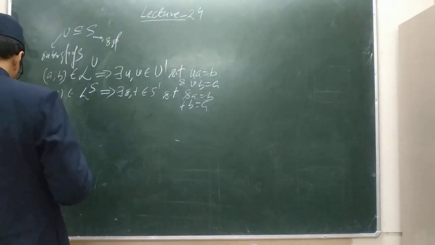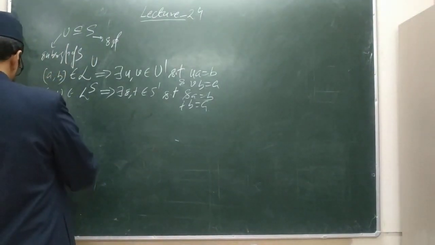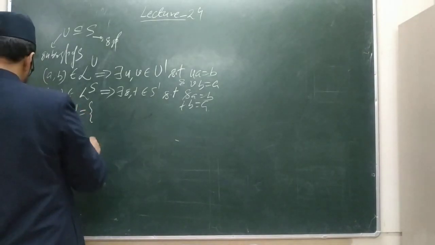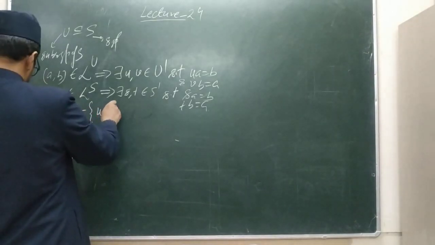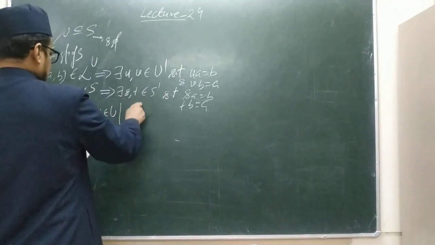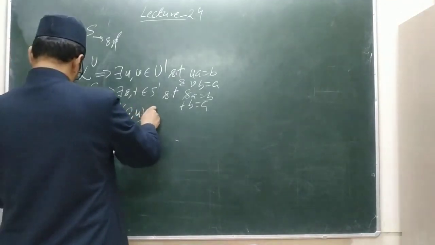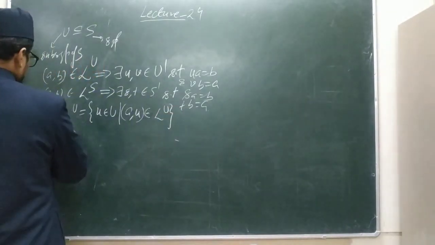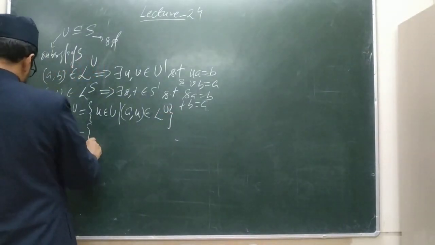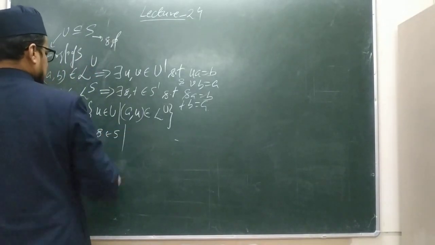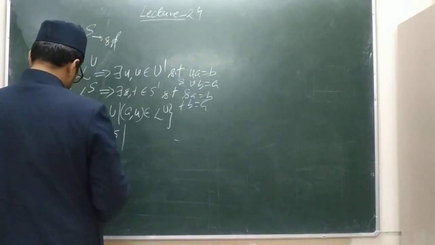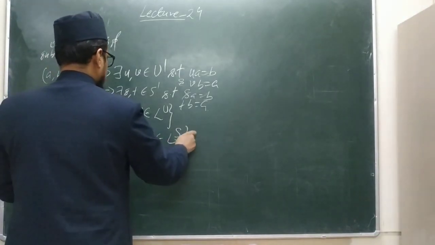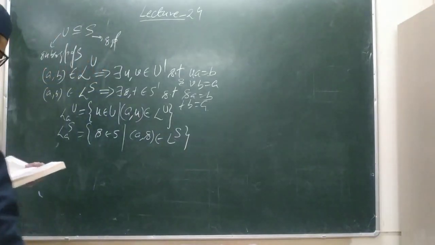Also, remember this: L_A^U is the L-class of A in U. So it is the set of u belonging to U such that (A, u) belongs to L_U, correct? If you talk about L_A^S, then it is the set of s belonging to S such that (A, s) belongs to L_S, correct?